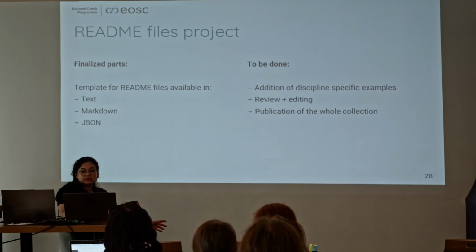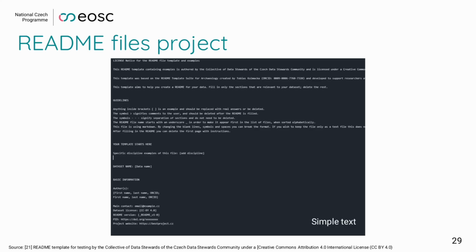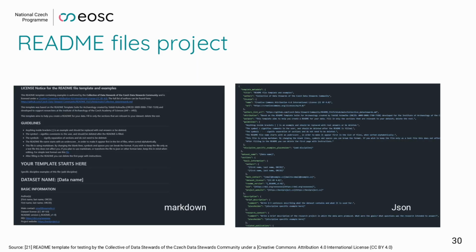Now we have to add the specific examples. The specific examples are not yet out, but I will show you how it looks. Am I speaking too fast? No, it's fine. Okay, so I will actually show you the actual thing. This is just a picture. This is the text. You see there are no special symbols or anything. But then we have the Markdown, which looks much prettier, and the JSON, which is computer language, basically.